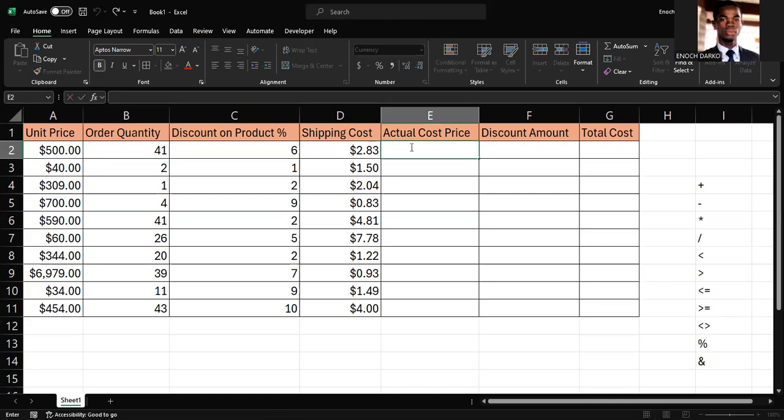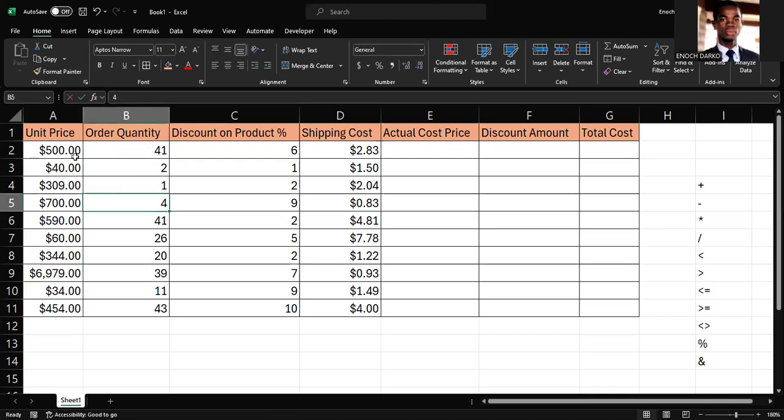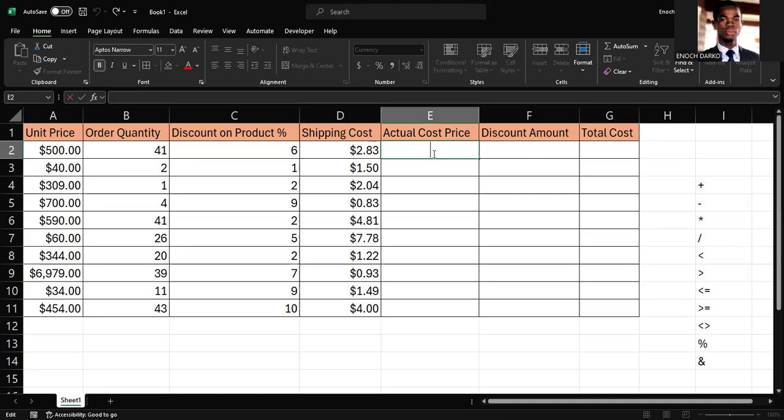So what we do is multiply. If you want to find the total amount you paid for this item that costs $500, you have to multiply the unit price by the quantity. And we do that by introducing our equal to sign. As I said, every formula begins with an equal to sign. So we start with an equal to sign.